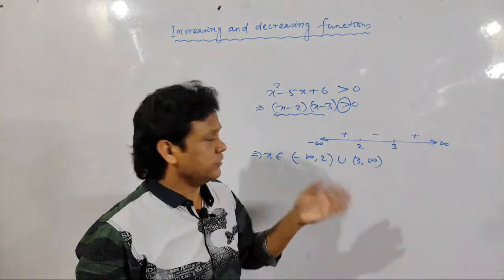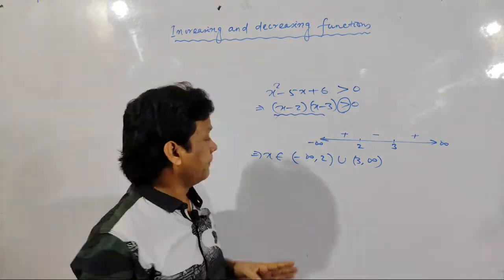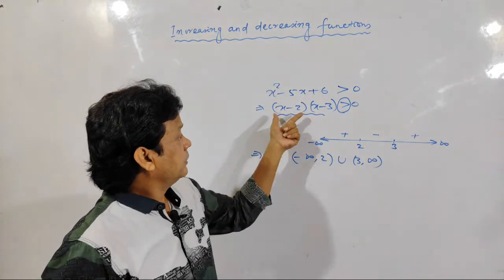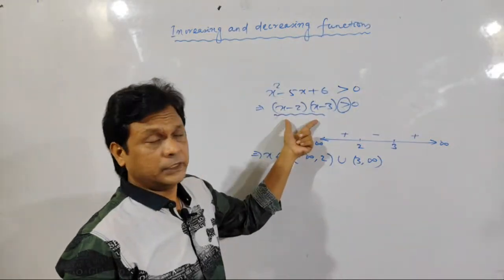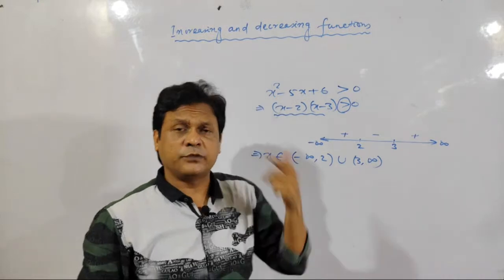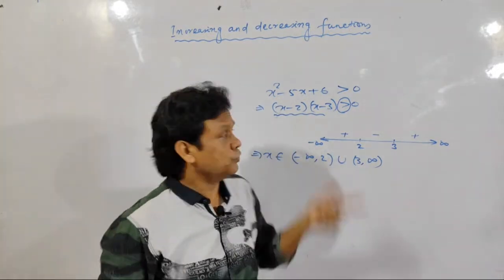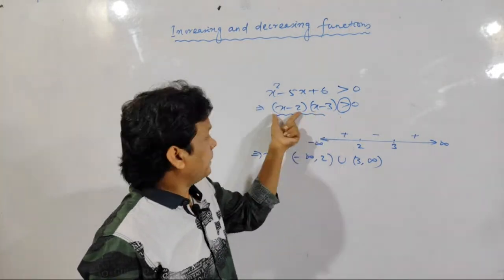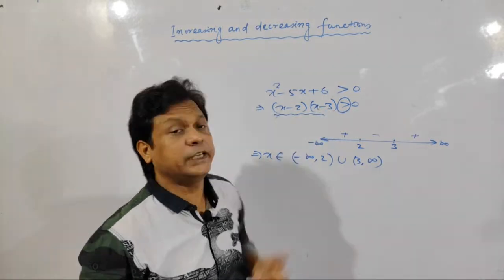Exactly same things already you have read. So first of all, factorize this one. Either it is a quadratic or cubic or fourth degree, any degree, you should factorize. Then find the critical points. 2 and 3 are the critical points.